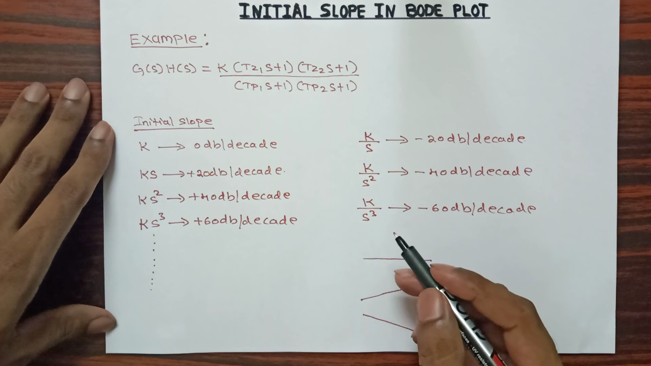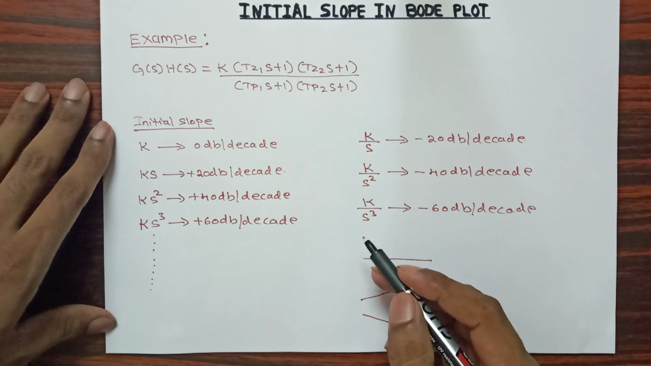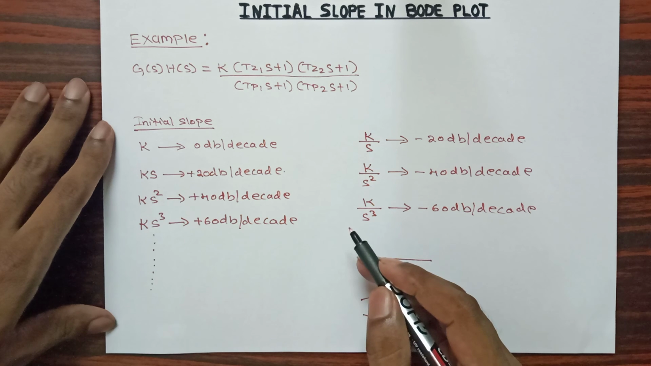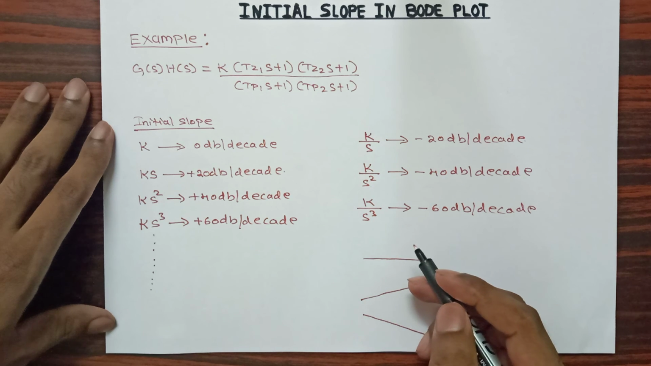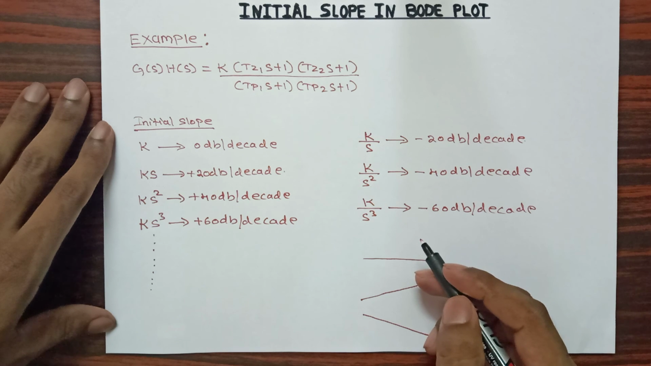The first step we have calculated in the previous video, initial gain, and the second step we need to find the initial slope, and the third step we are going to form the magnitude table, that we are going to discuss in the next video.